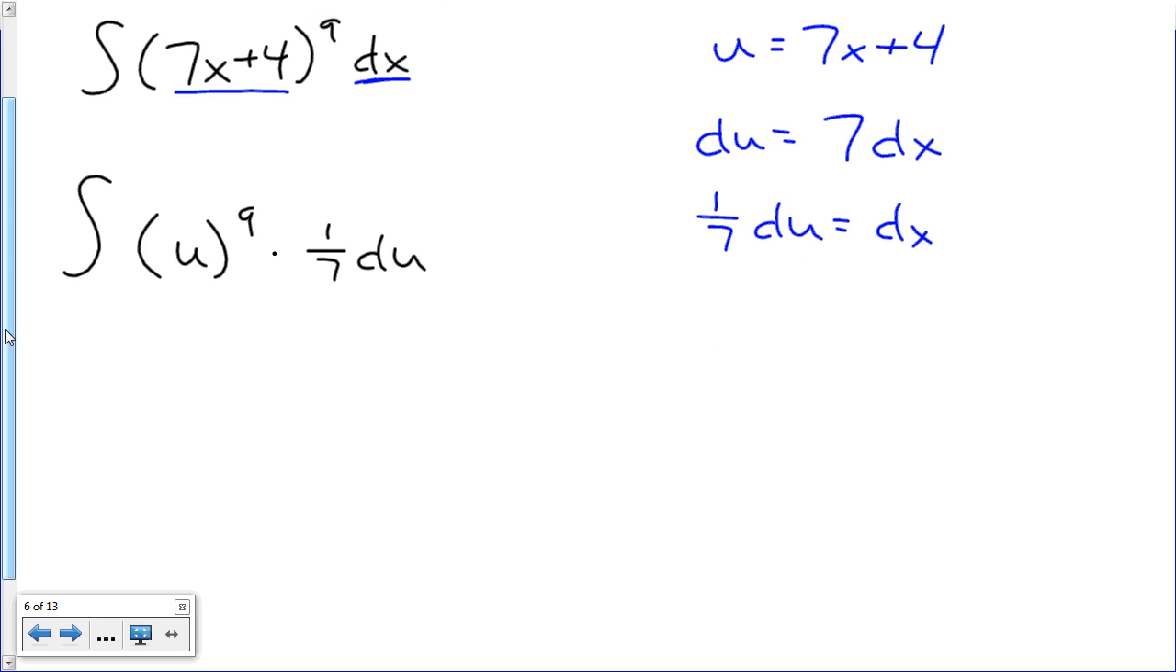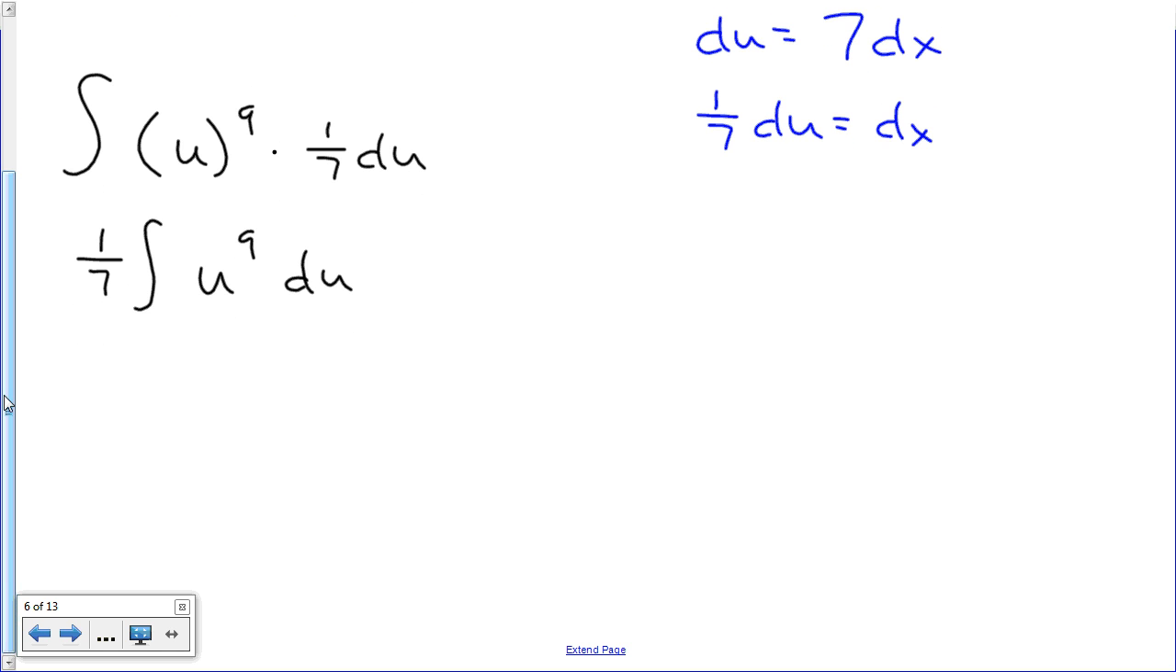Again, I'm going to go ahead and slide the 1/7 out front. That's just a constant, so we can bring the constant out front, remember. u to the 9th du is what we're integrating. Again, go back to the original, the integral of (7x plus 4) to the 9th dx, and compare that with our substitution here, 1/7 the integral of u to the 9th du. If you've simplified the problem, keep going with it. If the problem looks more complex, go back to the original. Definitely looks like we've simplified it, so let's keep going.